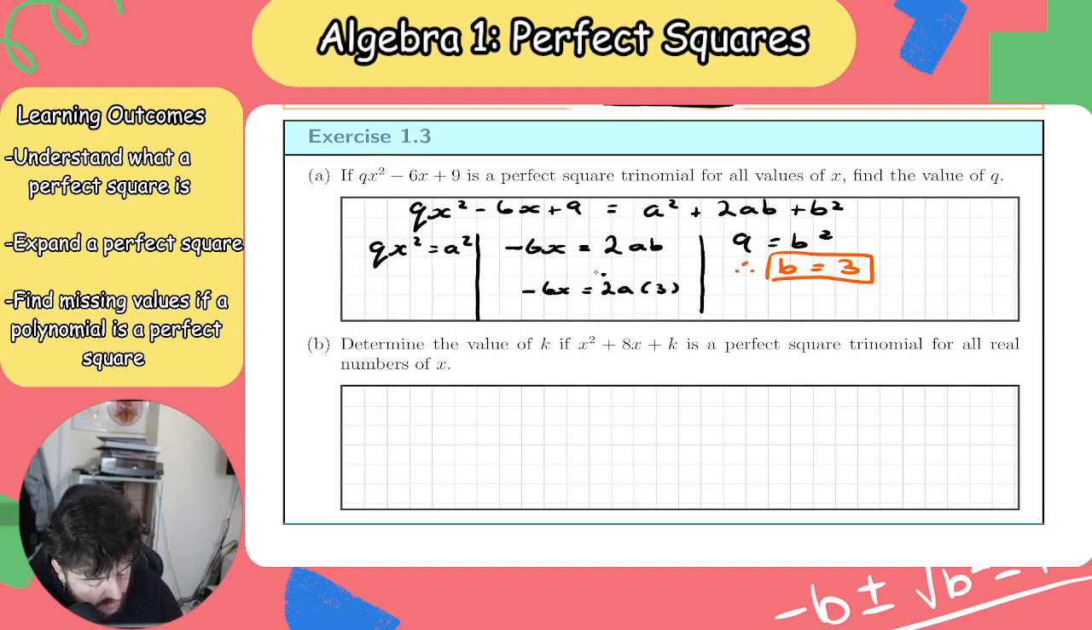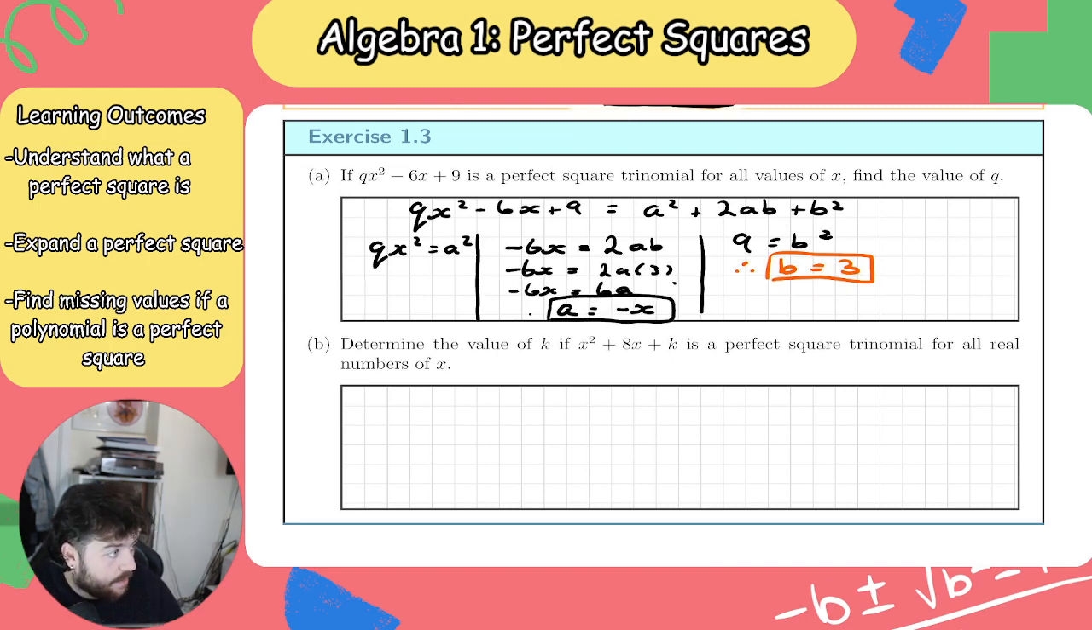Minus 6x is equal to 2a times 3. It's 2a times 3, so I just wrote that up there to save space. So minus 6x is going to be equal to 6a. So in this case, a is going to be equal to minus x. Right? A is equal to minus x.